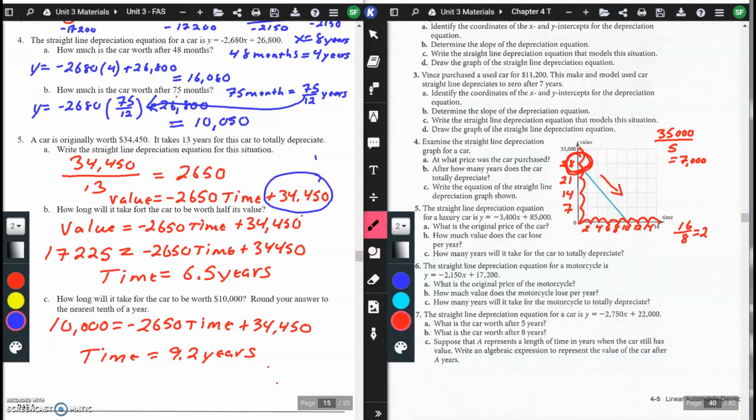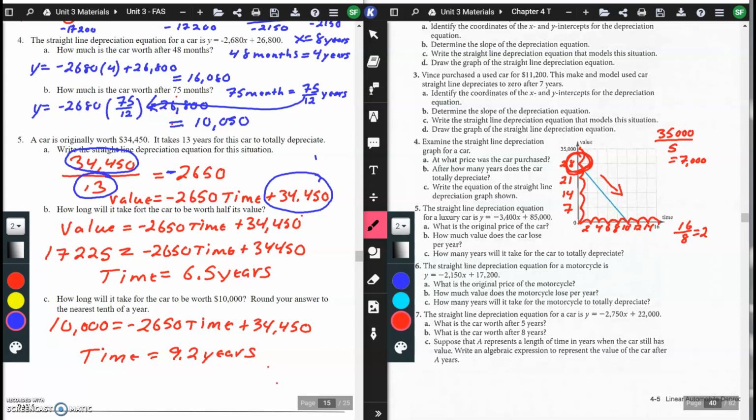Now we need to figure out our slope. Take your original price of $34,450 and divide it by how many years it takes to depreciate, which is 13. That gives you a slope of 2650. Depreciate means lower, so we're going to have a negative in front because we're going down every year. So your equation would be value, or y, equals negative 2650 times time, or the x value, plus 34,450.